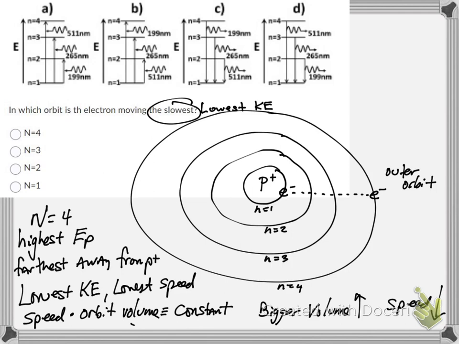So when you're at n equals 4, right? The n equals 4 is the biggest orbit. You have the highest potential energy, but you have the lowest kinetic energy. And you have them for this reason. There's a couple more problems in this video regarding this topic, and so we'll cover more details about that coming up.